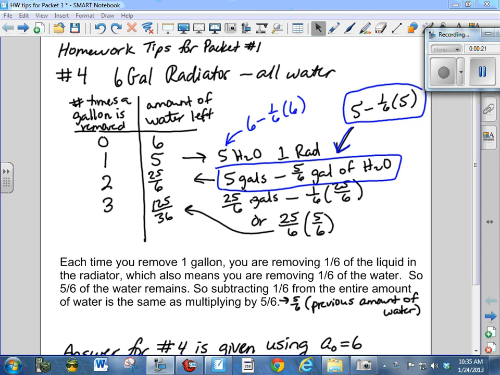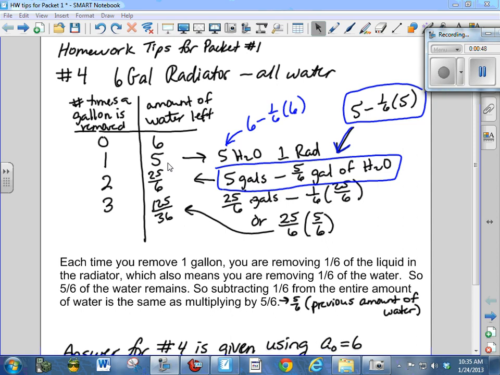In this problem, you have a radiator full of 6 gallons of water. You remove a gallon of liquid from the radiator and replace it with straight radiator fluid. So you start out with 6 gallons of water. You remove a gallon, which is all water at that point, replace it with radiator fluid, and then you have 5 gallons of water. I have a mouse here to point out what I'm talking about. Hang on just a second. So there we go, 6, then we're down to 5.